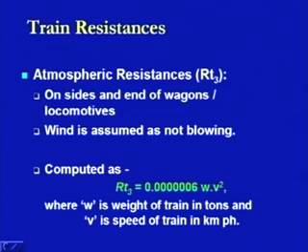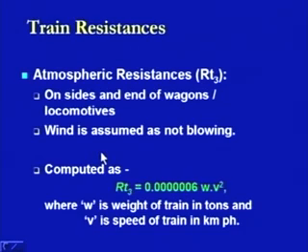Whatever is the total weight of the air, it is going to have some effect on the movement of the train, and therefore this is to be taken into consideration. This effect is there on the sides of the wagons or the locomotives, or at the ends of the wagons or the locomotives, and this value is computed as 0.0000006 W into V squared, where V is the speed of the train in kilometers per hour.